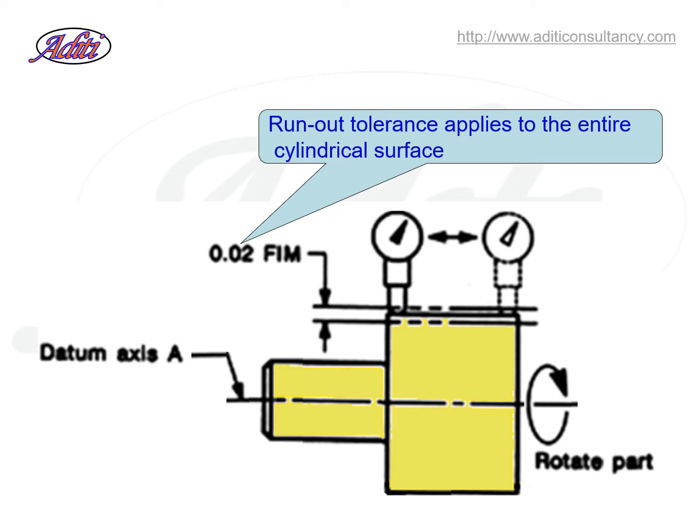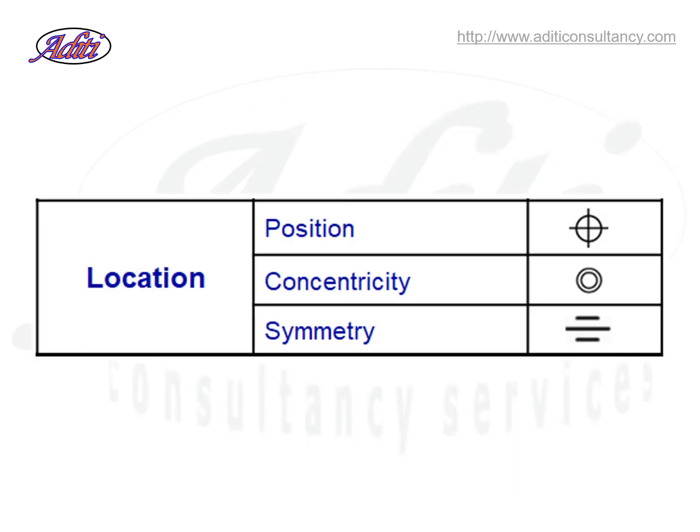Total runout is the most stringent geometrical tolerance possible to be specified for a cylindrical surface because within the total runout allowable error, all other errors applicable to the cylindrical surface like circularity, cylindricity, circular runout, taper in the part, etc. will get controlled. Let us look into the location category of geometrical tolerances.